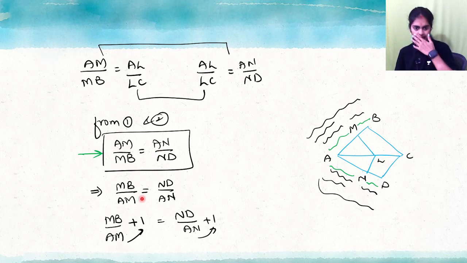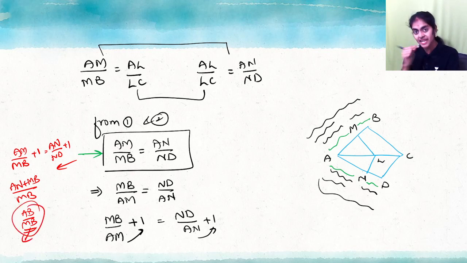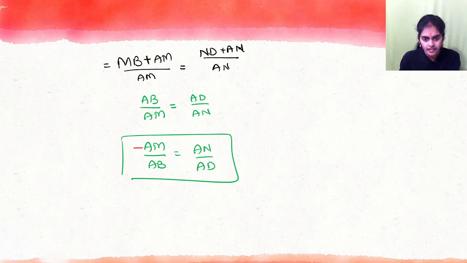Okay. So for that, now how should I add? So what am I doing? See, I could have added here only. I told you after the solution, I'll explain you. See here, if I add here itself, what happens? I'll get AM by MB plus 1 is equal to AN by ND plus 1. So if I take LCM, it will be AM plus MB by MB. AM plus MB is nothing but AB. Perfectly fine. But then what are you getting here? In the numerator you get AB, and in the denominator MB. But do you want MB? No, you want AM.